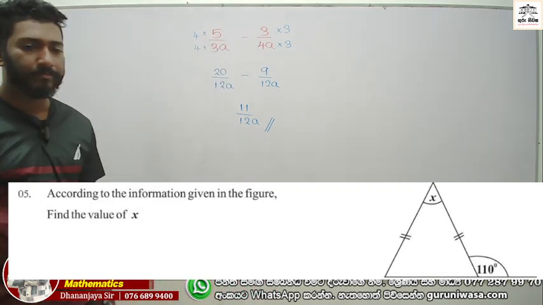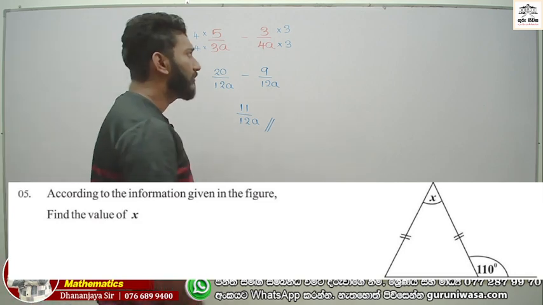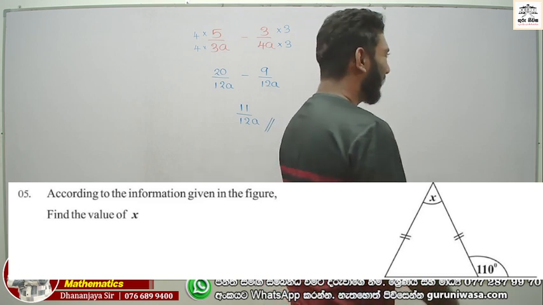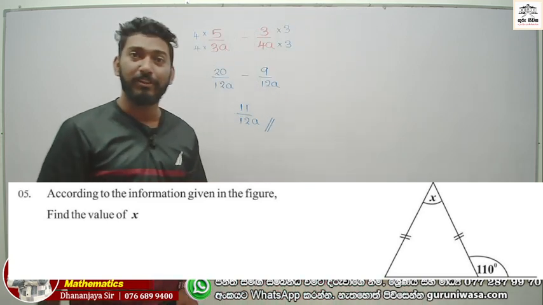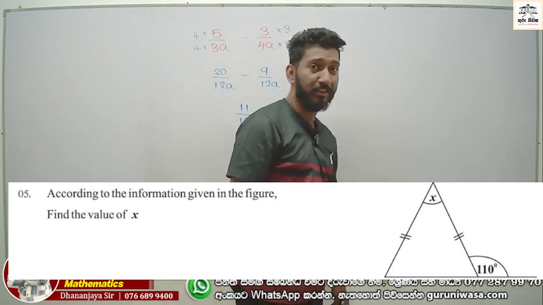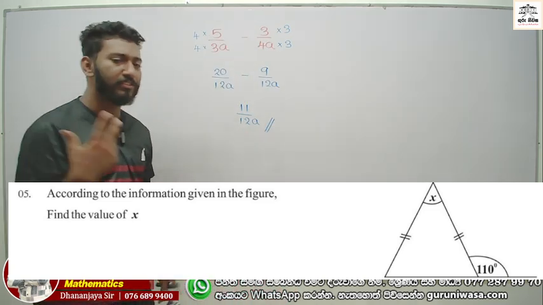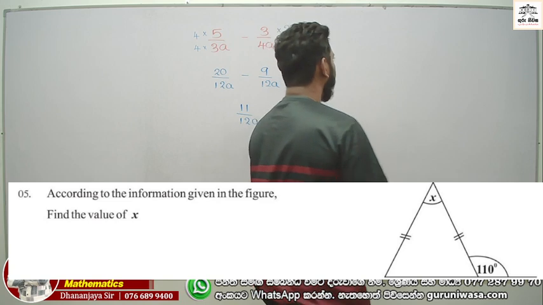Question number 5. According to the information in the given figure, find the value of x. All right. There are two theorems relevant to these questions, right? Actually, right now you can find the answer using three theorems, but two theorems is enough for this one. Find the answer for x.